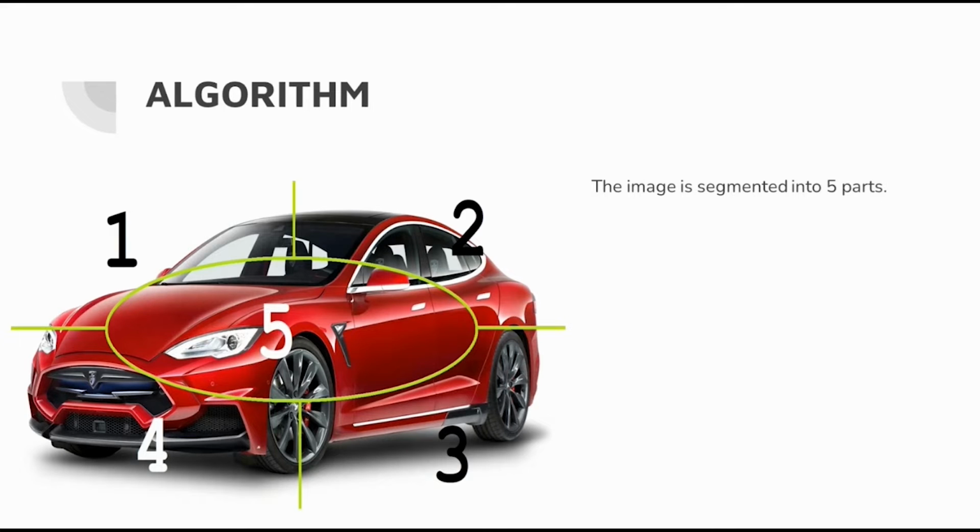So basically, how our algorithm works is that we take an image and divide it into 4 rectangles and 1 ellipse. So as you can see in this car image, we have divided the image into 5 different parts, 5 different segments. And for each segment, we are calculating the color histogram. And after that, we are storing that information in an Excel sheet.